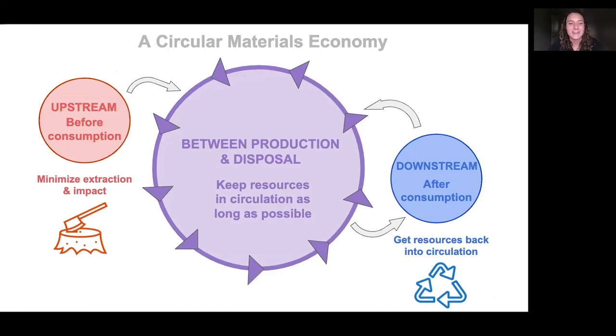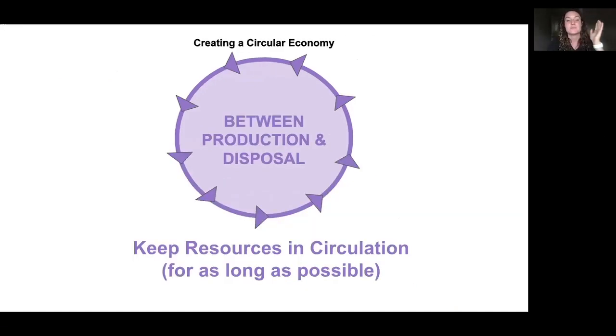So that was our little red guy. We're just going to revisit our graphic here every time we switch so that you can picture where we are in our little map. We just covered upstream, red guy, and now we're moving into this big purple wheel: keeping resources in circulation for as long as possible. Once we have those resources that we minimized over here, we're going to keep them in circulation over here.